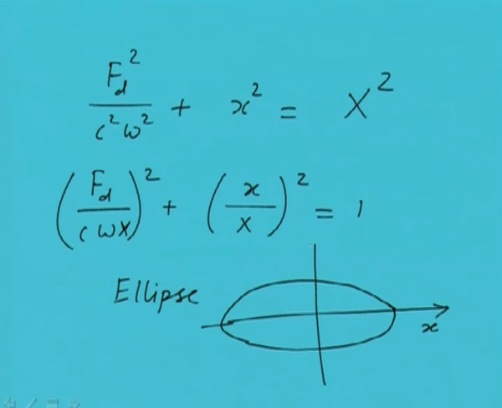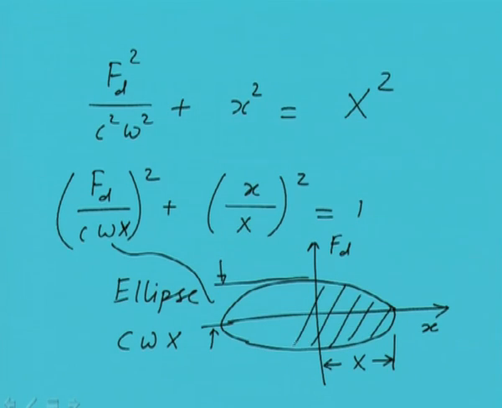This is x, this is Fd, and you can see that this is the amplitude, the maximum displacement, and the height of this is given as this, that is c omega X. So this is the equation of an ellipse. This is nothing but the hysteresis loop. You can see how it is enclosing an area, and the area under this curve is nothing but the energy loss.